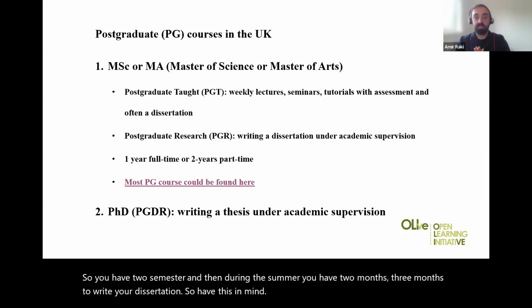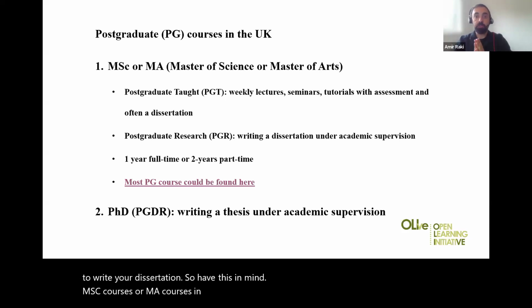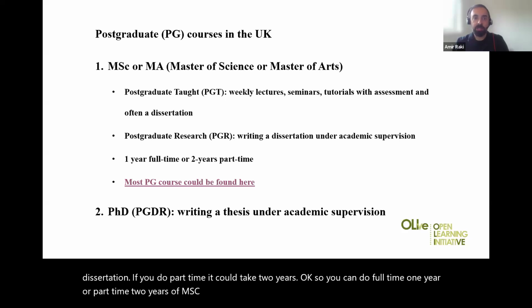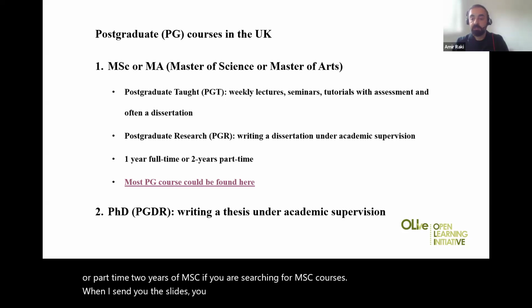MSc or MA courses in the UK, if you do full time, it's 1 year: 2 semesters and 1 dissertation. If you do part-time, it could take 2 years. So you can do full-time 1 year or part-time 2 years of MSc. If you're searching for MSc courses, when I send you the slides, you will have a link where you can find information about most of the PG courses here in the UK.